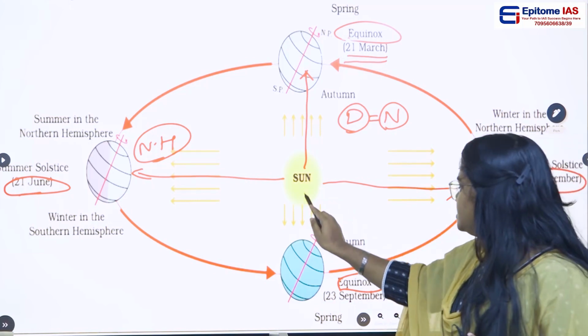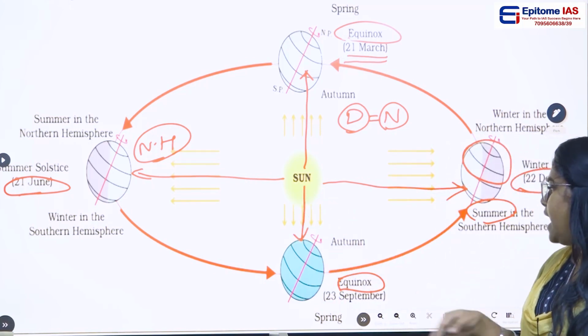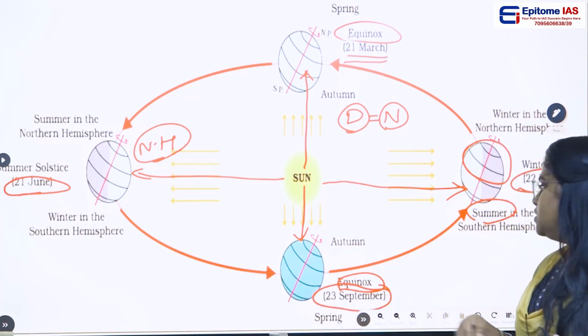The same thing happens in the autumn equinox. It happens on 23rd September. So what happens?